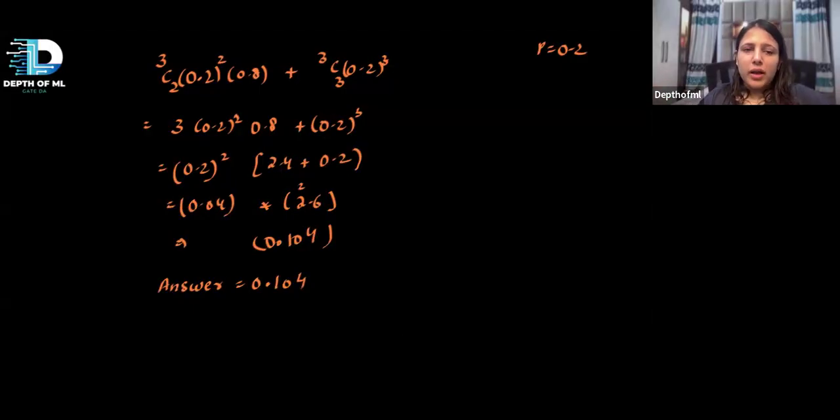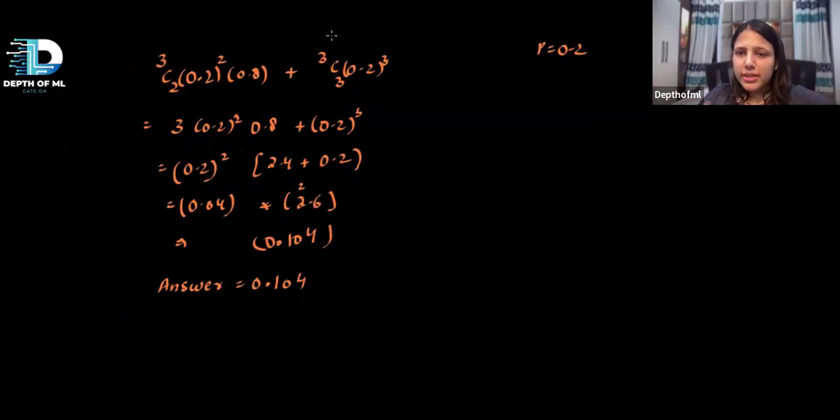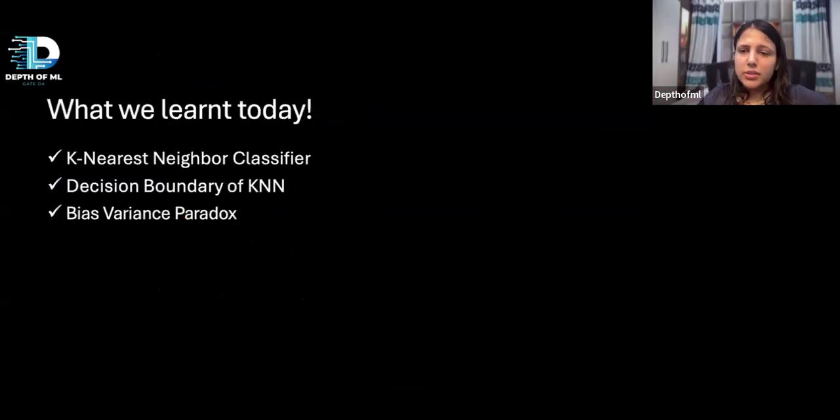Fine. So this was the question that was the most difficult in the last All India Open Test that we conducted. But this is really just simple. You should understand how the K-Nearest Neighbour classifier works, and if you know that, you will be able to solve this very easily. Fine. So that's all I had for today, I guess. We talked about the K-Nearest Neighbour classifier. We talked about the decision boundary of the K-Nearest classifier. And then we looked at the bias-variance paradox also, and we solved a lot of questions, right?